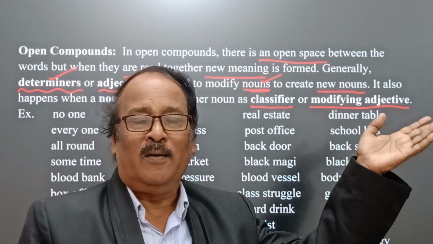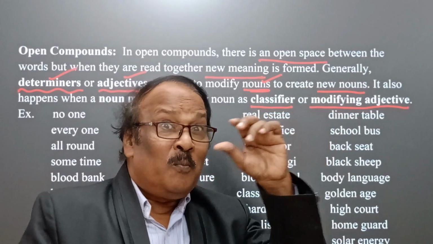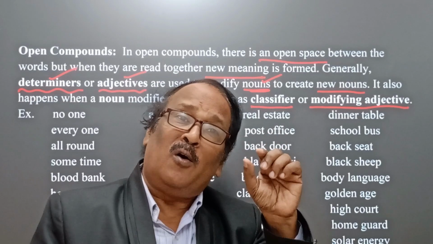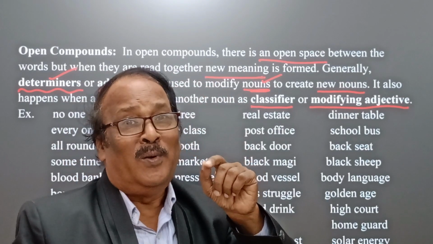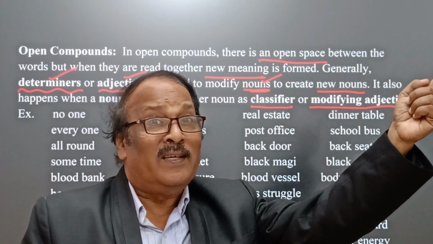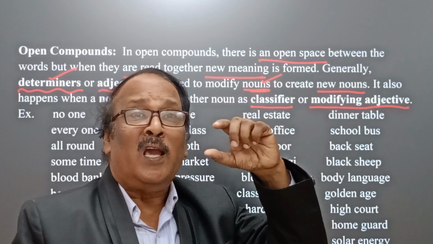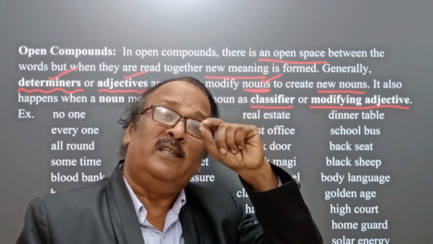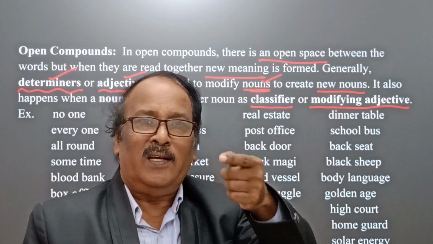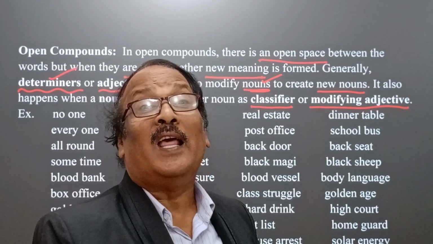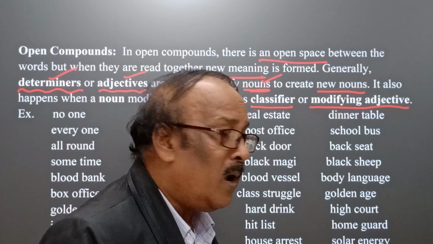School bus. Yesterday in the last class we had school bus, bus stand: bus is a noun, stand is a noun, but here bus classifies the noun. Bus stand, science college is a college meant for science students. Science is a noun, college is a noun. Whenever science qualifies college, science is here the classifier. And this is a compound word.